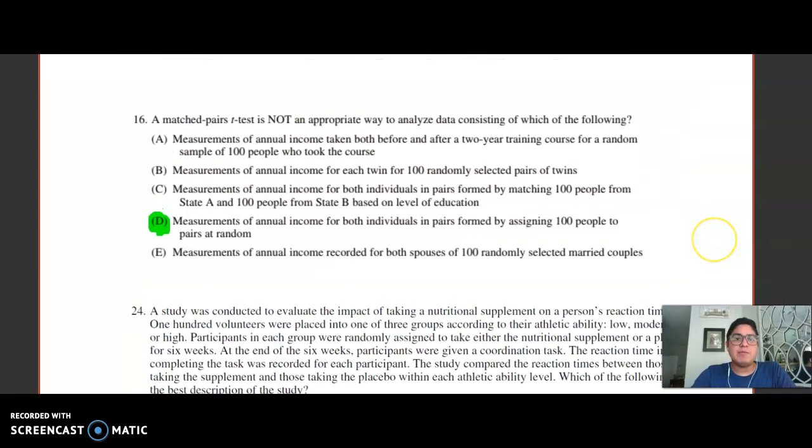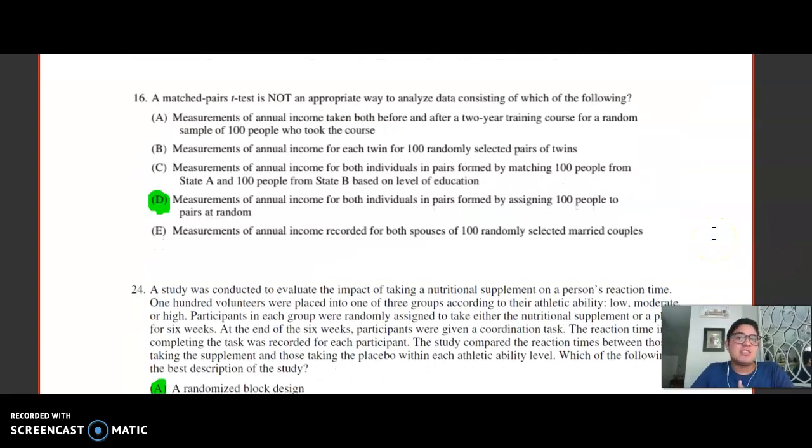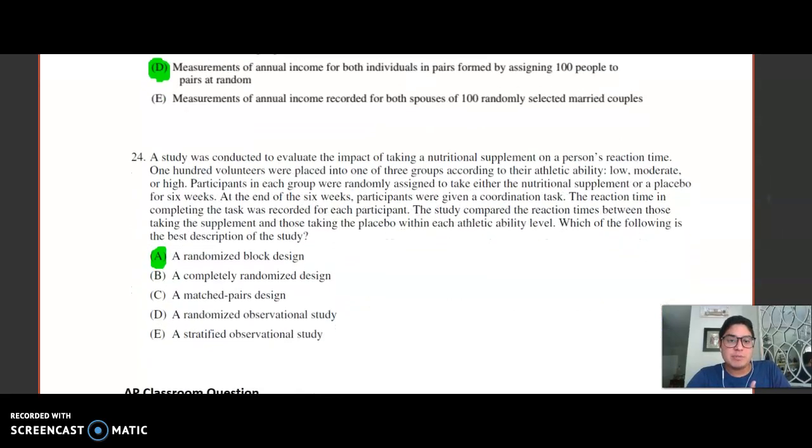Alright, so hopefully you were able to figure these out. Here a matched pairs t-test would not be appropriate when you randomly assign the pairs together. Remember, we want to be intentional when we block. So we can see spouses, we can see twins, people who are matched as similarly as possible. So those are all good situations for our matched pairs.